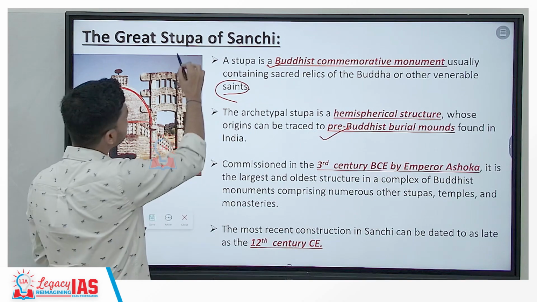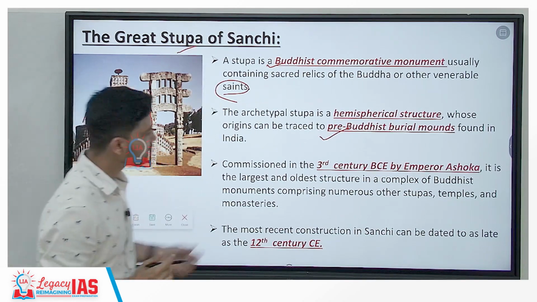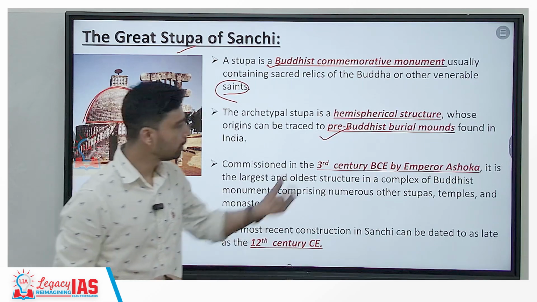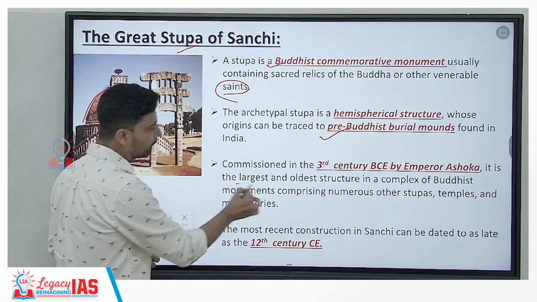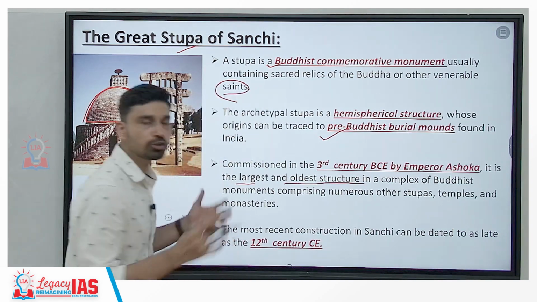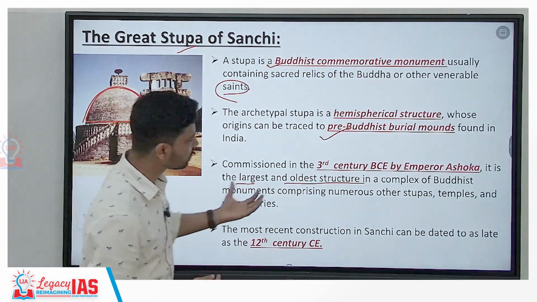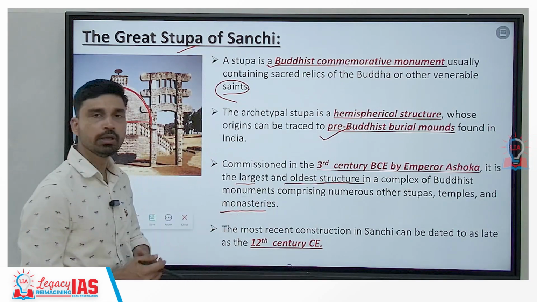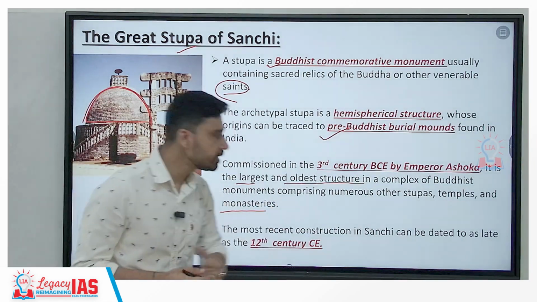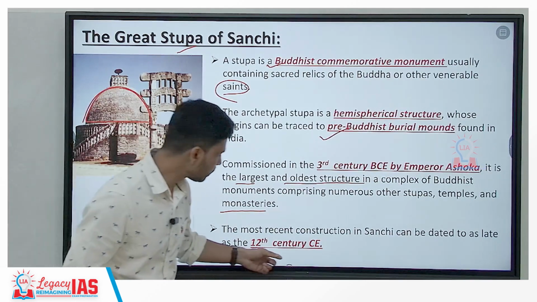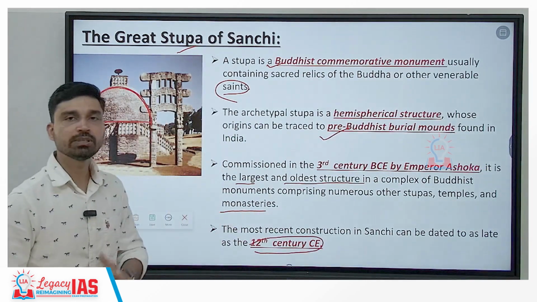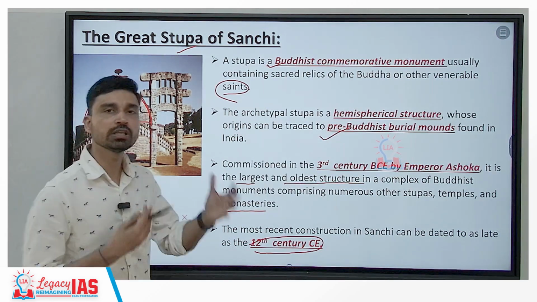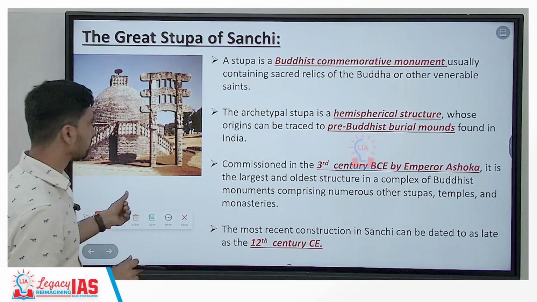Now, if we talk particularly about the Great Stupa of Sanchi, it was commissioned somewhere in the 3rd century BC by one of the greatest emperors of India, Ashoka, and it is considered today to be the largest and oldest structure among the Buddhist monuments, which comprise many stupas, temples as well as monasteries. The most recent addition or construction in Sanchi, however, happened by the 12th century CE. That means right from the 3rd century BC to the 12th century CE there has been continuous addition, construction and reconstruction in the stupas.